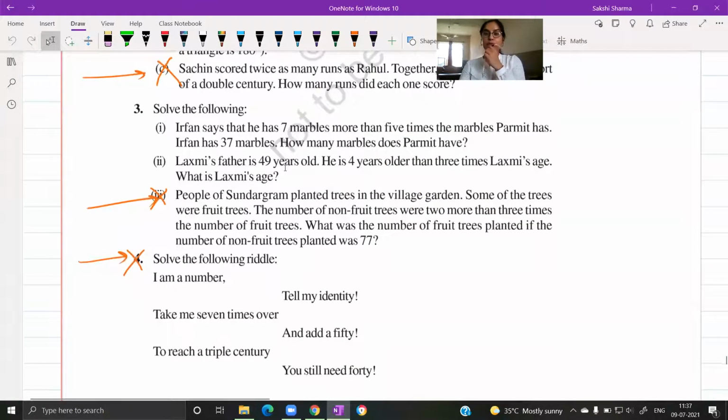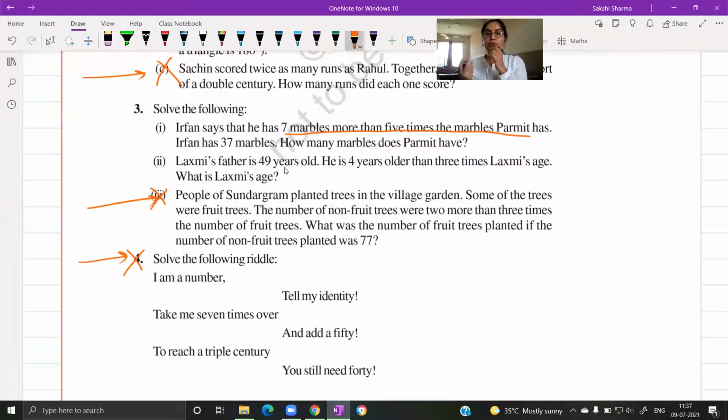This is again from 4.1. Irfan says how many marbles he has. He's writing this down: 7 marbles more than 5 times the marbles Parmeet has. Parmeet के पास जितने भी marbles हैं, आपको करना है 5 times. फिर increase करना है वो number by 7.